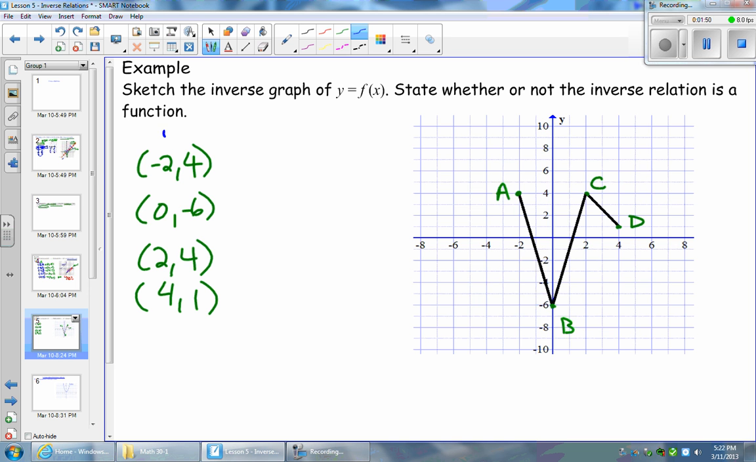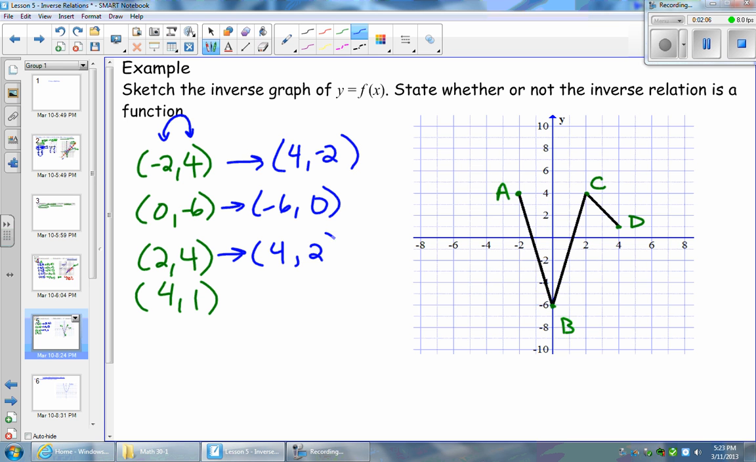Okay, so we want to take the inverse of each of these points, and it's quite simple. All you have to do is switch around your x and y values. So this point's going to be 4, -2. This point's going to become -6, 0. This is 4, 2, and this is going to become 1, 4. We're going to call these different points. Remember, this was A, so I'm going to call this point A prime, with a little tick at the very top there. Remember, this was B, so I'm going to call it B prime. This was C, therefore this is C prime, and obviously this is going to become D prime.